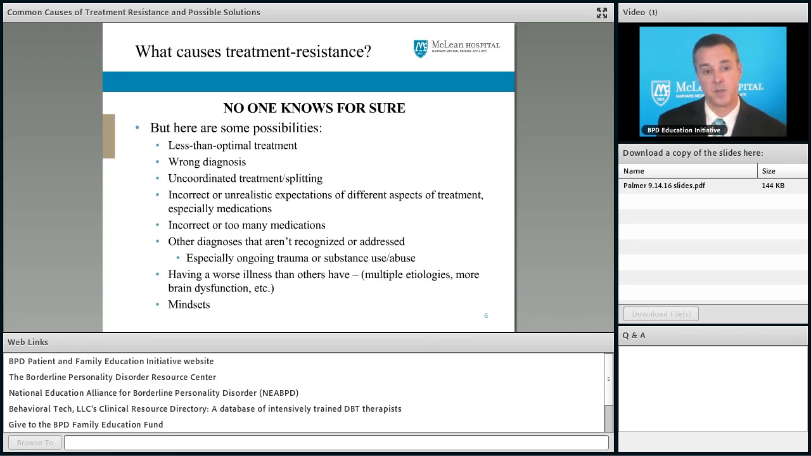So what causes treatment resistance? Again, no one knows for sure, but here are some possibilities. The one that usually gets thrown around is they didn't get good treatment. So less than optimal treatment is certainly a strong candidate. It could be the wrong diagnosis. A lot of people who probably have borderline personality disorder are never diagnosed with it. Instead, they're diagnosed with depression or anxiety or an eating disorder or something else, and nobody ever addresses the borderline personality disorder. Sometimes it can be uncoordinated treatment or splitting.